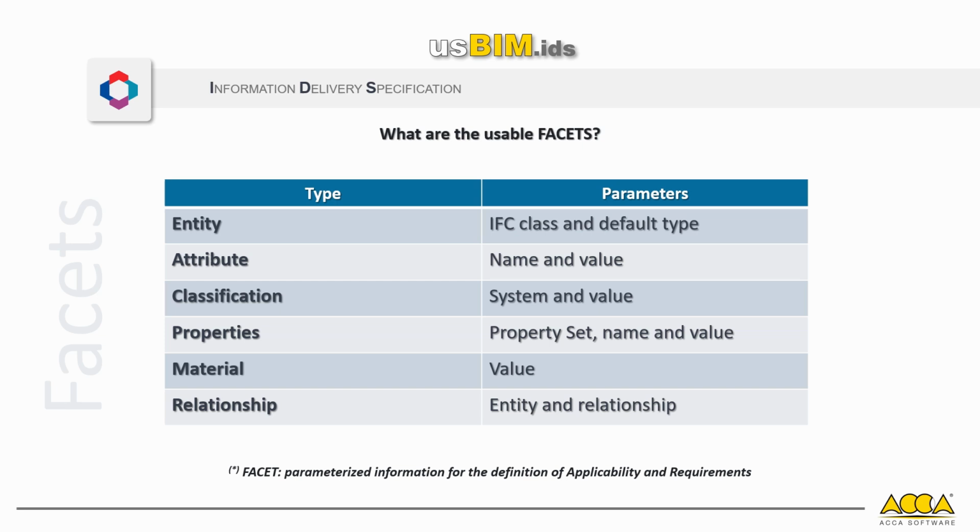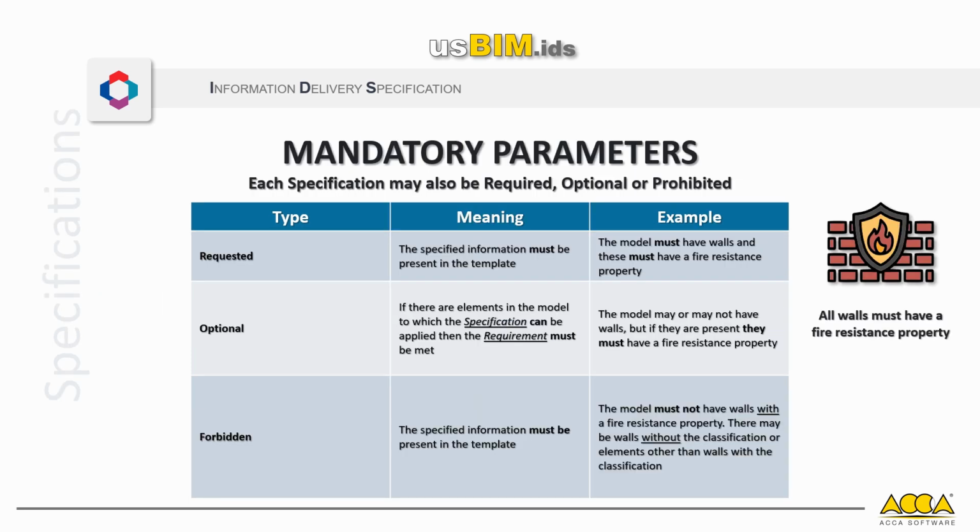Each specification can be classified as mandatory, optional, or prohibited, with specific meanings related to the purpose of the specification. For example, if a specification is defined as optional, entities classified as IfcWall may or may not be present in the model, but if they are present, they must include the fire resistance classification. Requirements can also be mandatory, optional, or prohibited, with different nuances compared to the specifications.